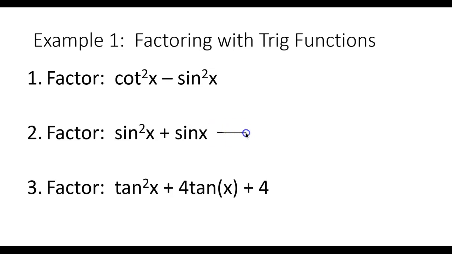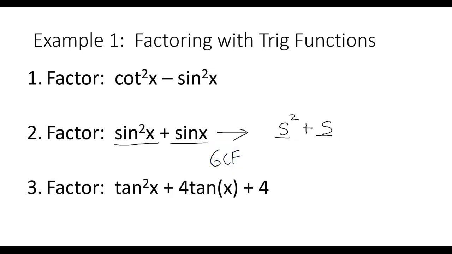All right, so once again, I'm going to replace the trigonometric expressions with letters. So instead of sine, I'm just going to call it s. So sine squared is going to be s squared, plus sine is going to be plus s. Now, what method would I use here? Well, this one has something in common in each of these terms. They both have an s. So for this one, we're going to go with the GCF method.